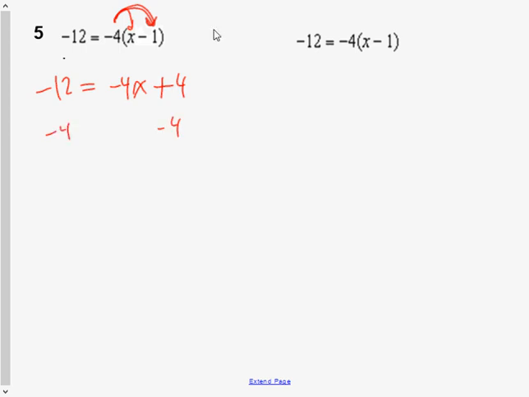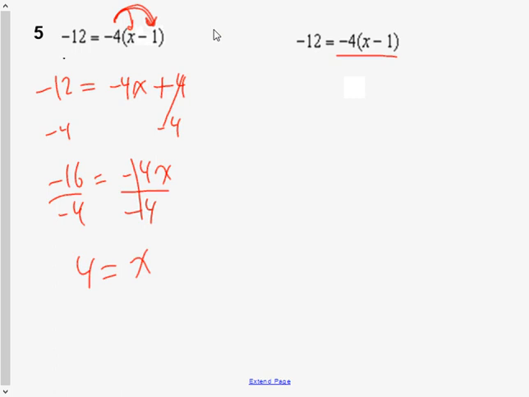Now I'm going to get rid of that positive 4. Then I'm going to get rid of the negative 4. And x equals a positive 4. We can achieve the same thing by dividing both sides by the multiplier. Negative 12 divided by negative 4 is a positive 3. So instead of negative 4 groups, I got one group. Simply add 1 to both sides, and x will equal 4. Same answer.